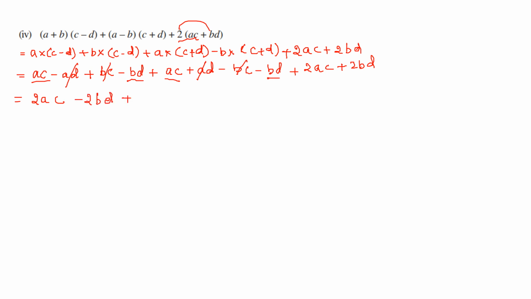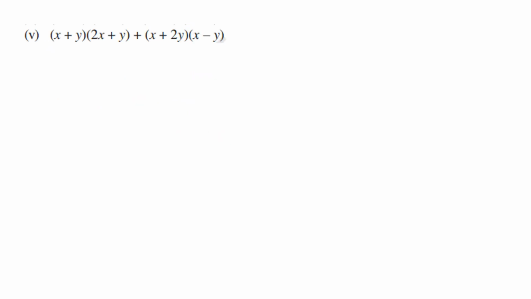And then at the end we have 2ac plus 2bd, isn't it? So again you see minus 2bd and plus 2bd, both are additive inverses. This will also be 0. So you are left with 2ac plus 2ac, which will give you 4ac. So this is the simplified answer. You can see the question was looking very big, but the answer is only 4ac because many things got simplified. Okay, so now let's move to the next question.